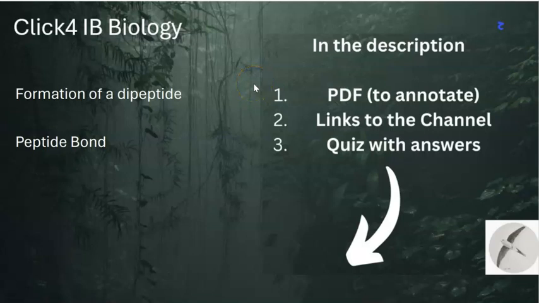Click for IB Biology. Here we're looking at the formation of what is called the dipeptide, di referring to two. Two amino acids are going to be joined together, and the bond which forms between the two is called a peptide bond. So we'll look at the mechanism of that and some of the characteristics of the molecule.